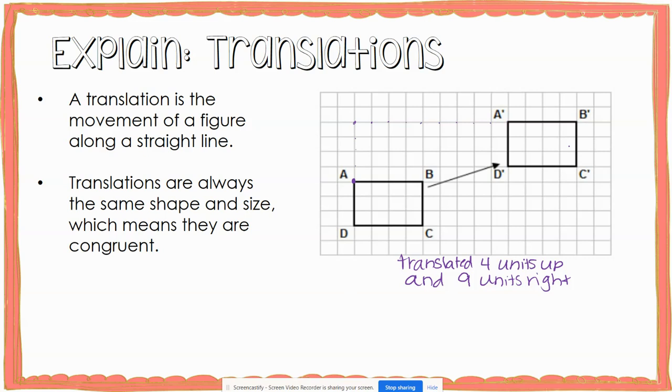When I do this, you see that my rectangle is still the exact same shape. Each side length for these, so from A to D and from A prime to D prime, it's still 3 units. From A to B is 4 units, and then from A prime to B prime, it's also 4 units. So these are congruent or equal figures. They have just been moved by sliding them.